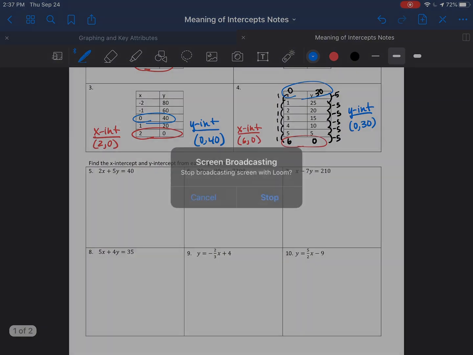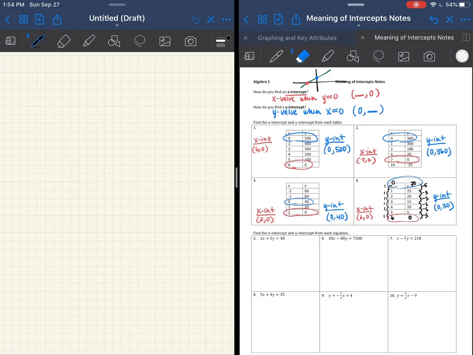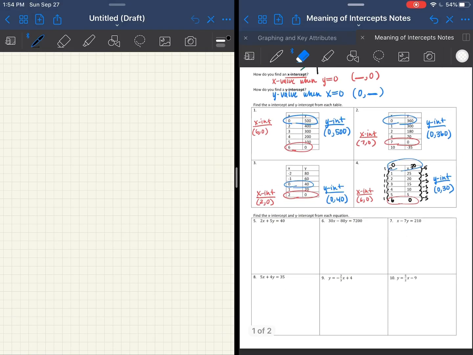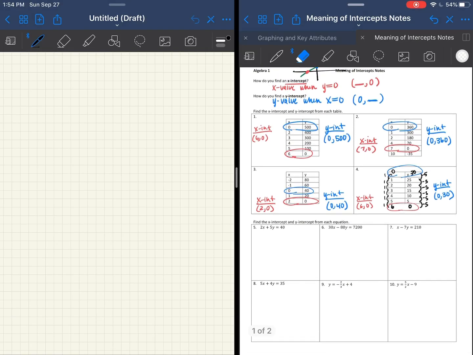Next, we're going to talk about how to find intercepts from an equation. All right, so far we know how to find intercepts from a graph, a table, and we've done some work with equations. And so the next examples 5 through 10, we're going to talk about how to find intercepts from an equation. But before we do that, I want to talk about the different kinds of linear equations.